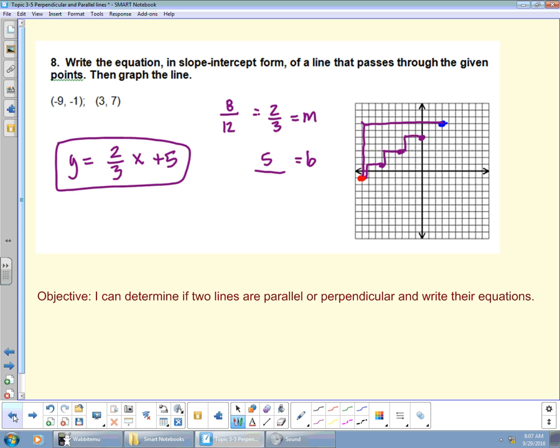Okay, so key concept today is this. Parallel lines have the same slopes. Perpendicular lines, the slopes are negative reciprocals of each other, and all we're going to say is flip and switch.